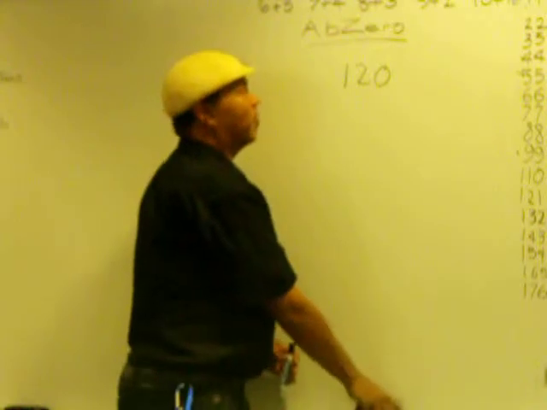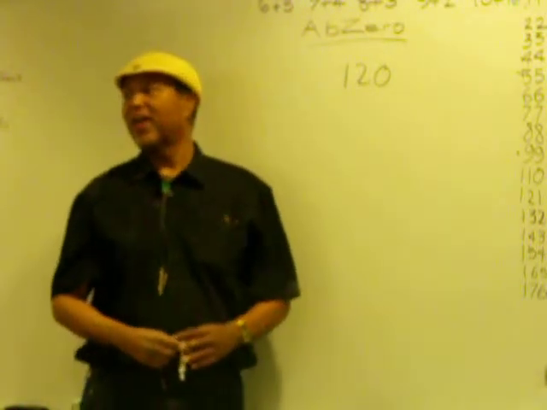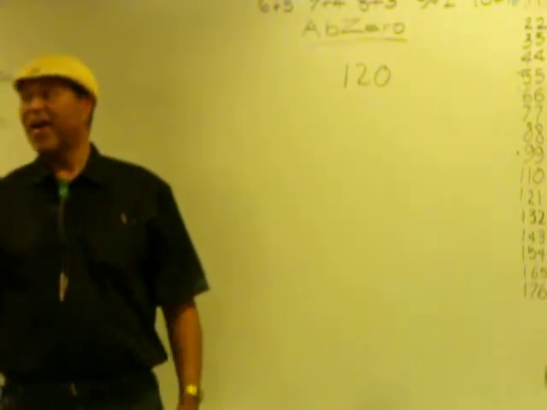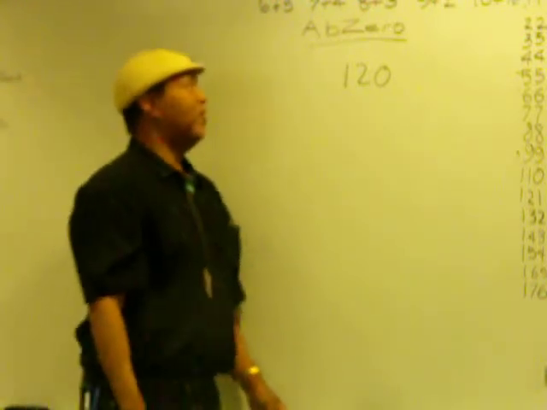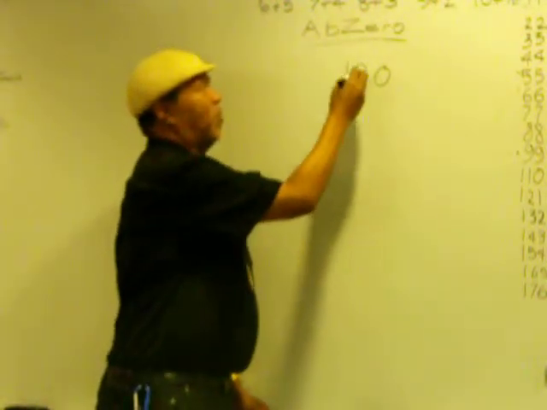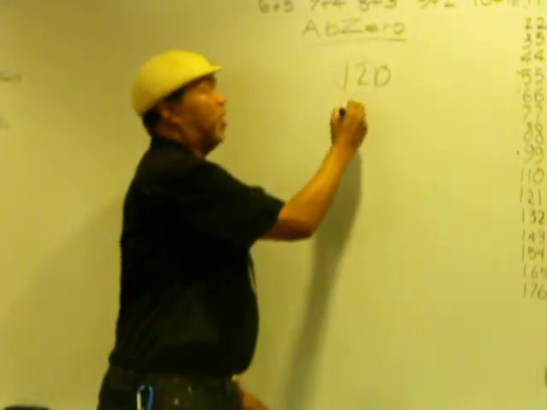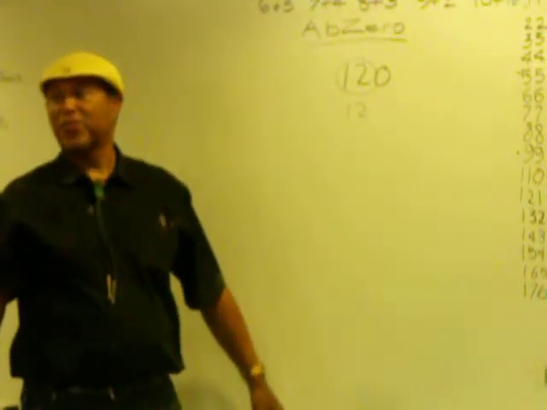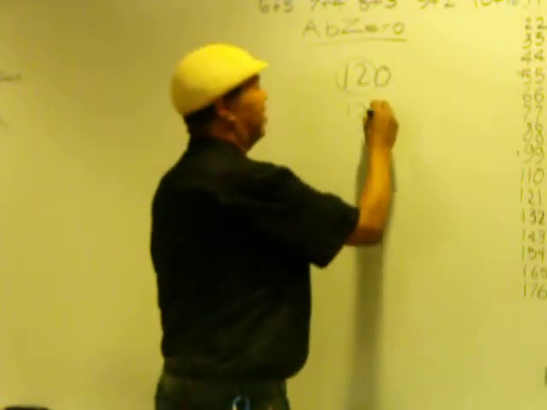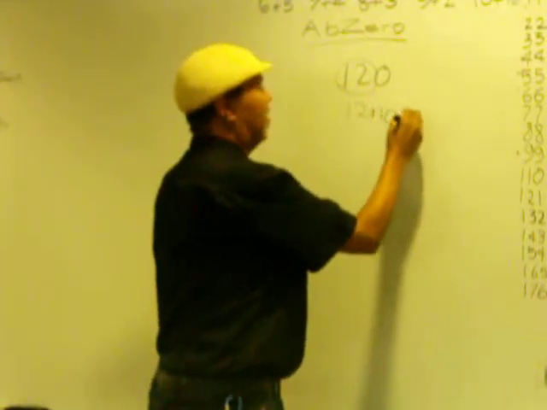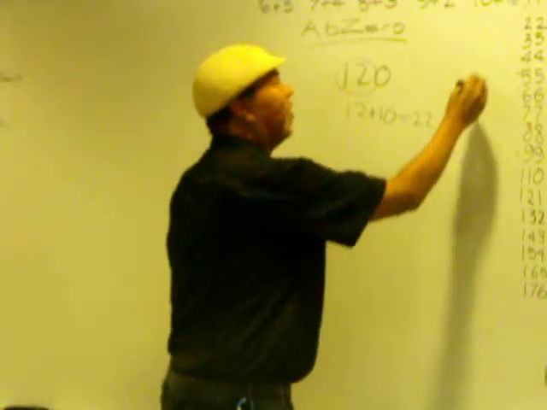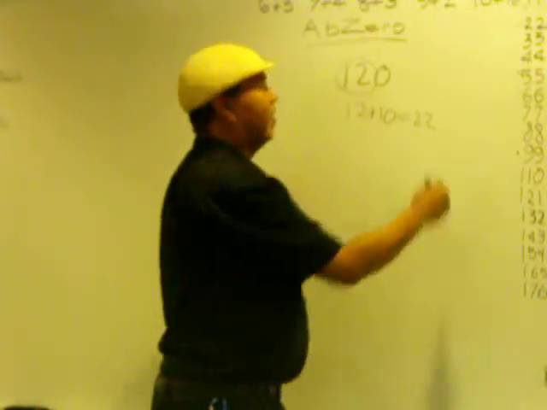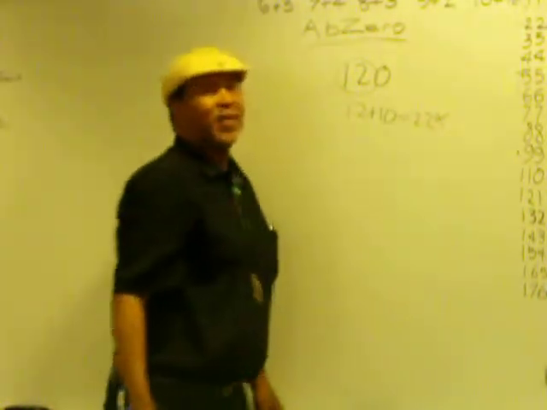Anyone else see a possible? How about combining the 1 and the 2 in 12? 12 plus the 0 used as 10 equals 22. Very good. That's also a winner.